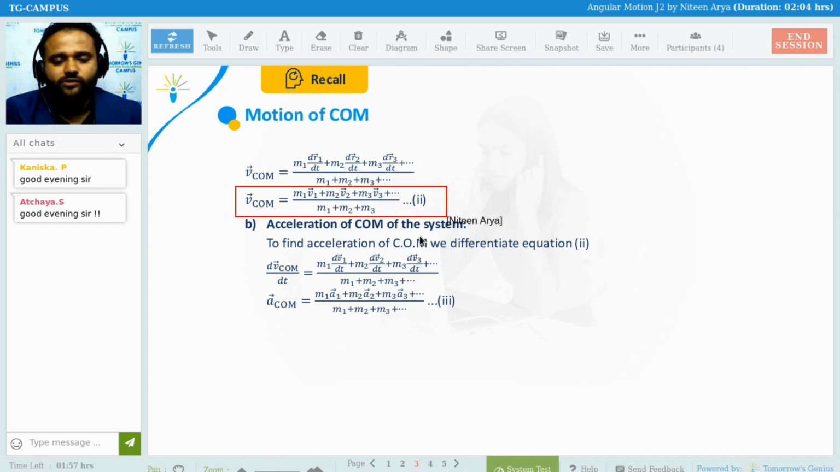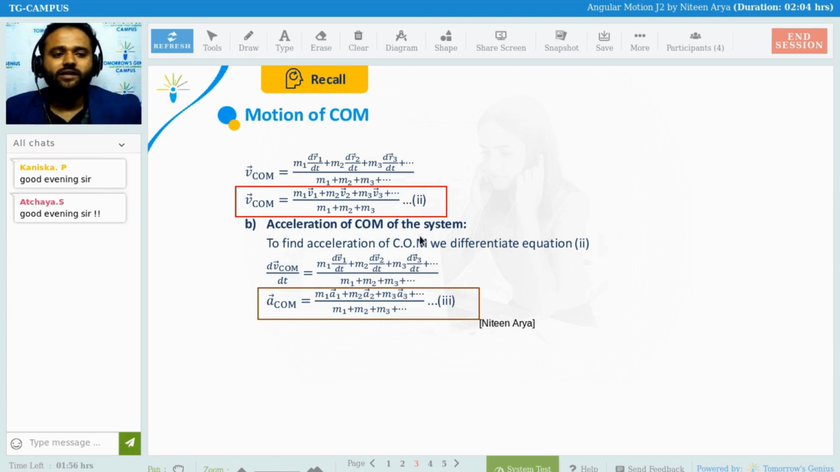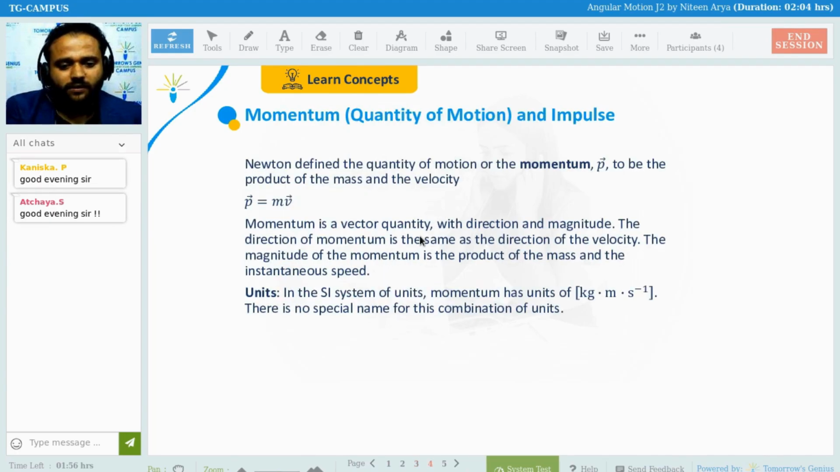In the same sense, if we know the velocity of center of mass and we want to find the acceleration of center of mass, we differentiate that equation number two again, and we get the acceleration of center of mass, which is nothing but (m1 a1 + m2 a2 + m3 a3) divided by the total mass, m1 + m2 + m3. Clear? Okay, so that is the main thing.